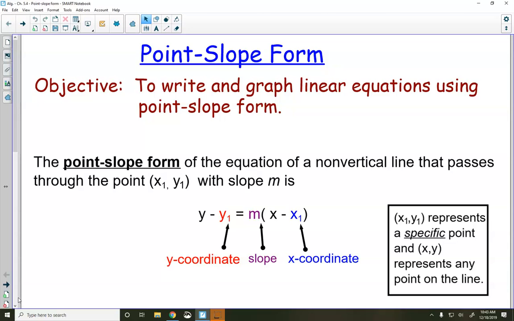The formula is y minus y sub 1 equals the slope times the difference of x and x sub 1. What we have to understand is that m is the slope, x sub 1 and y sub 1 represent a specific coordinate point that we're focusing on. And x and y can represent any other coordinate point as long as it's on the line.